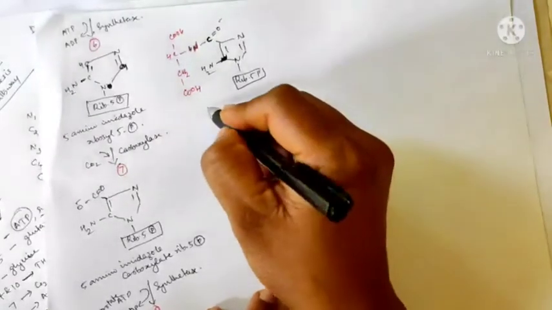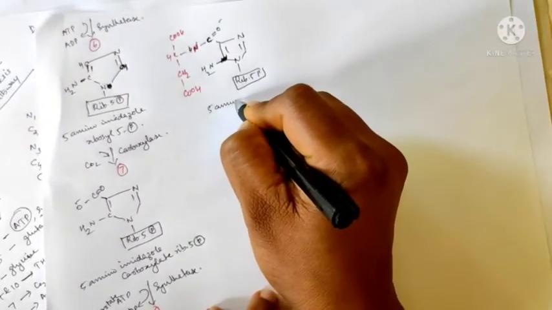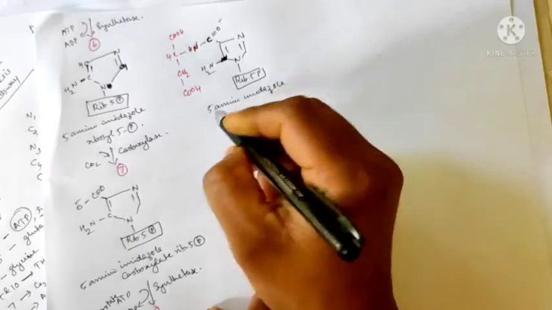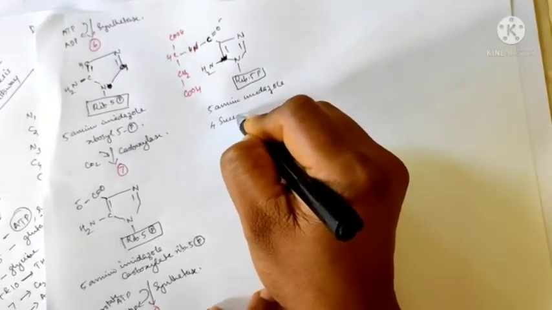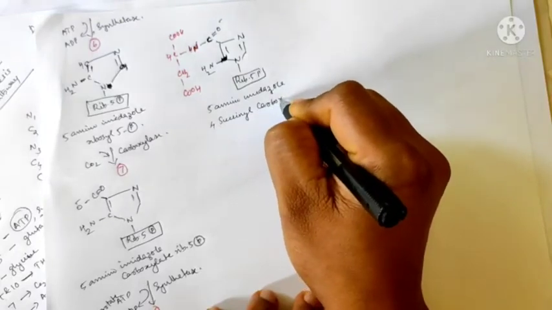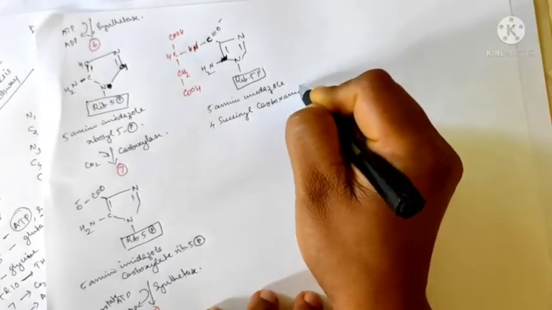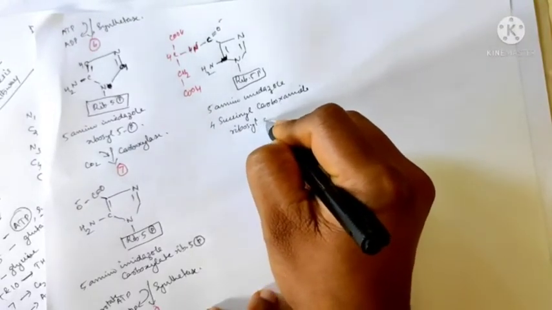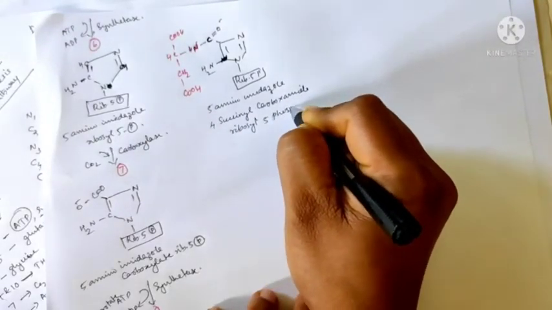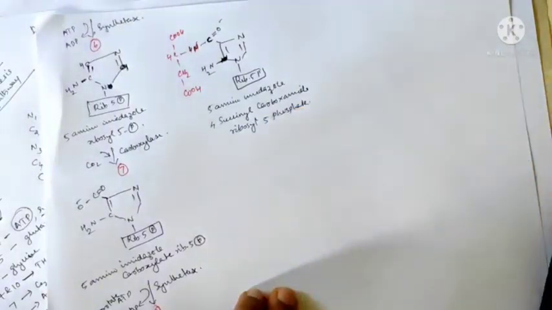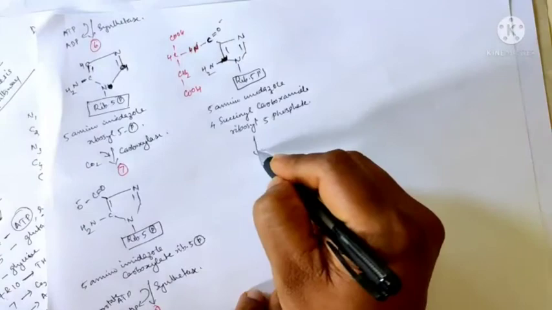5-amino imidazole 4-succinyl carboxamide ribosyl 5-phosphate. Okay, this is the eighth step. Now the ninth step.